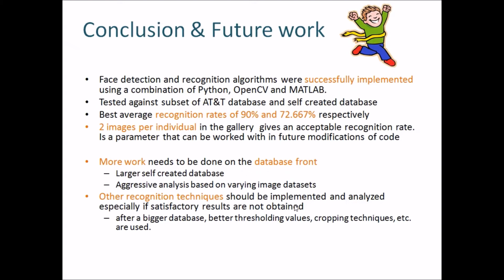But as a part of future work, I'd like to work more on the database front, where you have a large set of self-created database, so that I can aggressively analyze varying image data sets and varying sizes. And from the looks of it, 2 images per individual in the gallery was acceptable, though I know that 7 or 8 is ideal. But from an application point of view, for the user's convenience, 2 images is also good enough. But I think the future work will shed more light on that side. And if increasing database and adjusting thresholding values and cropping techniques does not work, maybe other recognition techniques can also be looked at in the future.